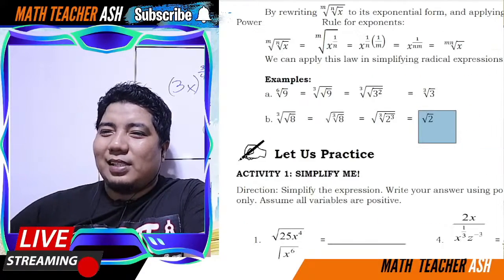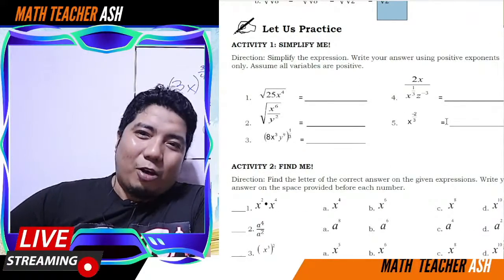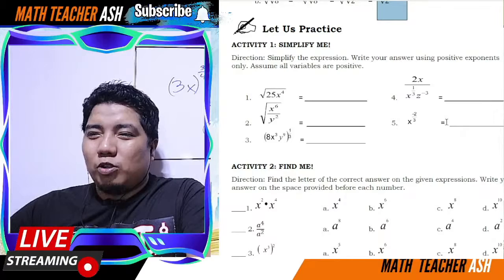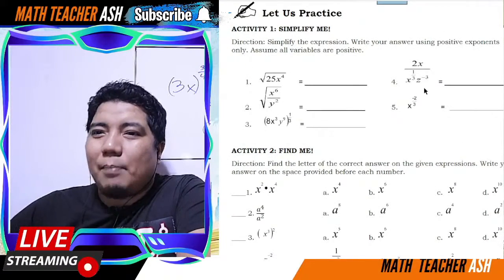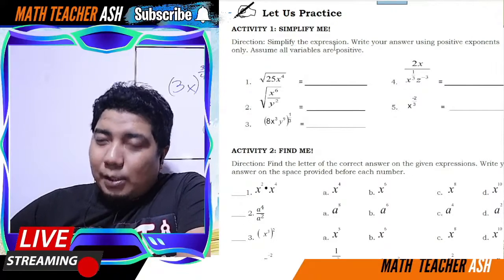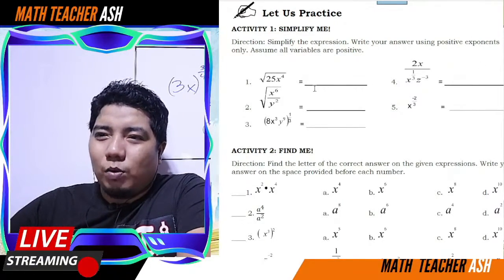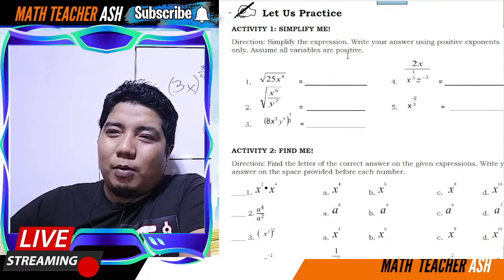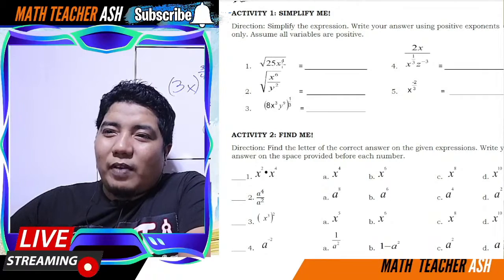And now, this is the time that I will challenge you. Okay. So, dito na kayo mga math learners magsimula sumagot kung paano ito isosolve. Okay, so we have here an example. Simplify the expression. Write your answers using the positive exponents only. Assume all variables are positive. Okay. Square root of 25x to the fourth.